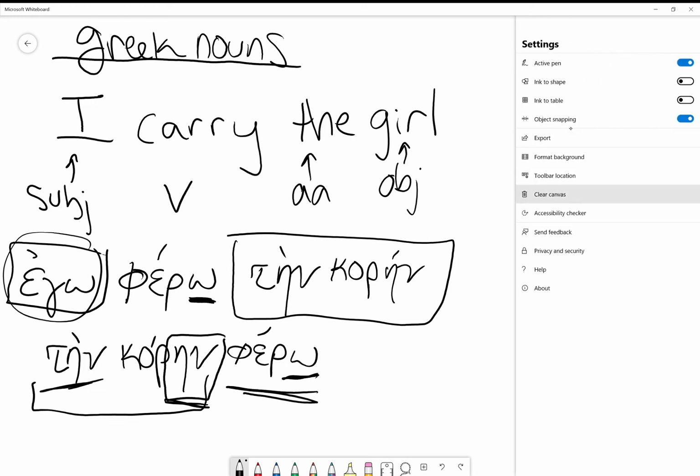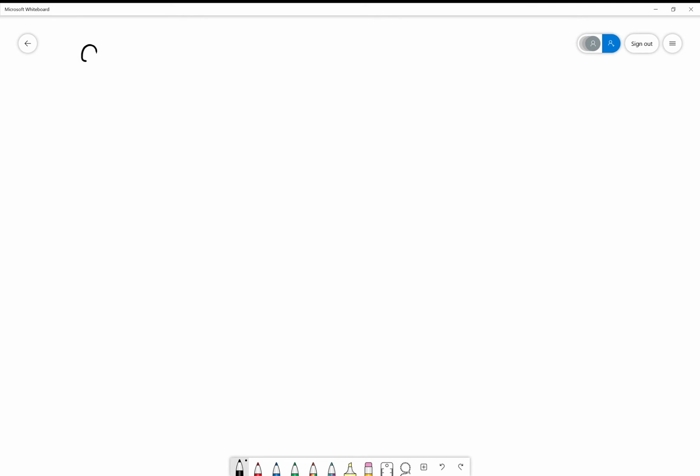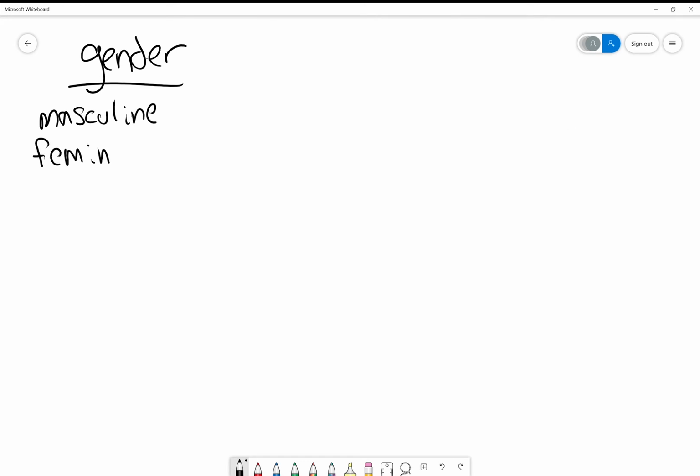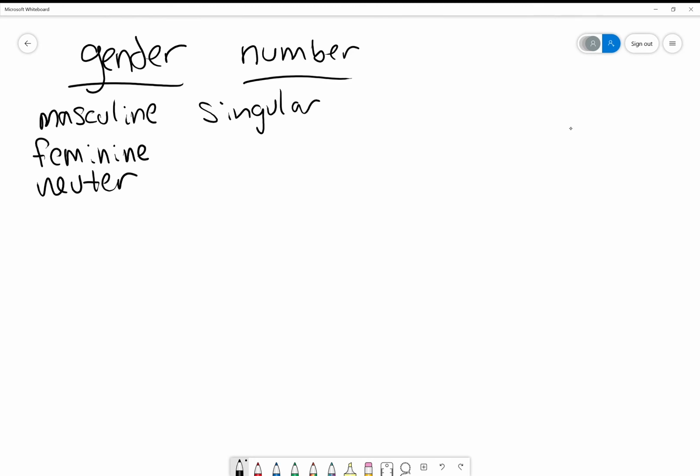So we also have gender. And for the most part, this is relatively arbitrary in Greek. But we do have masculine, feminine, and neuter. We have gender, we have number, which is singular and plural, and with very, very few exceptions, occasionally you will find dual.